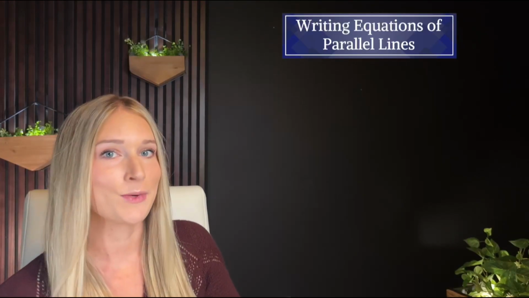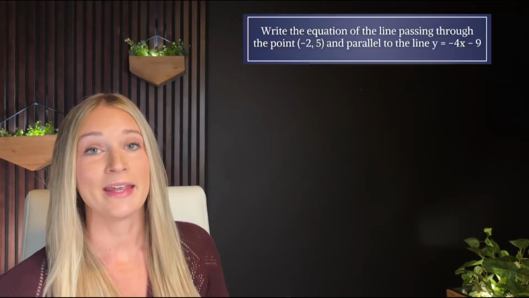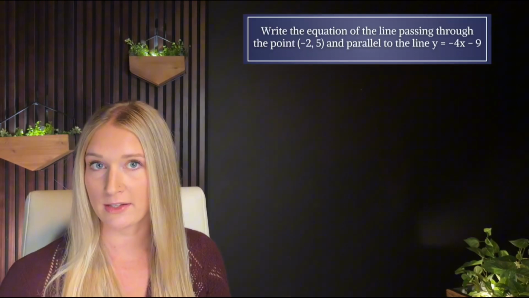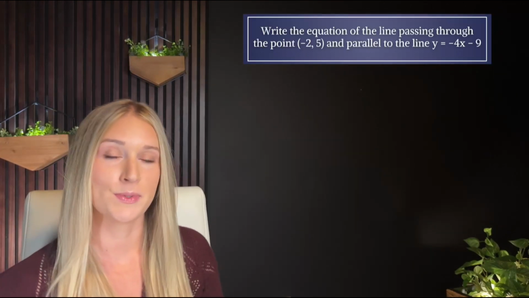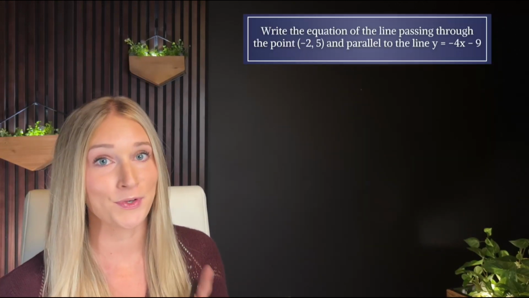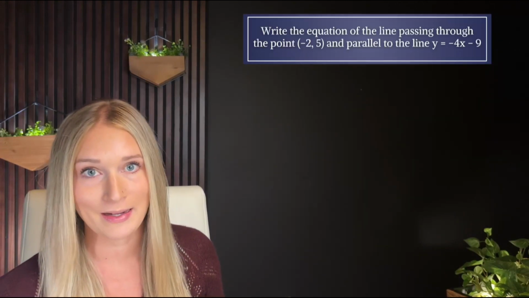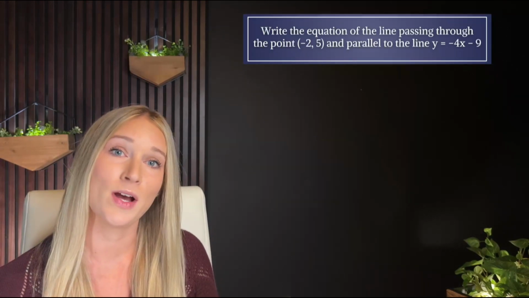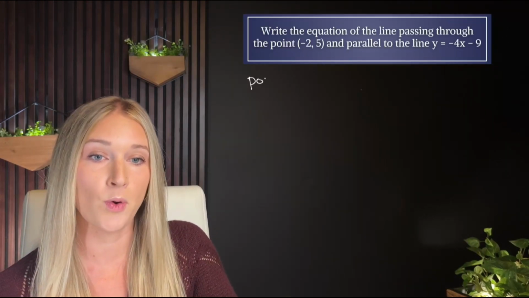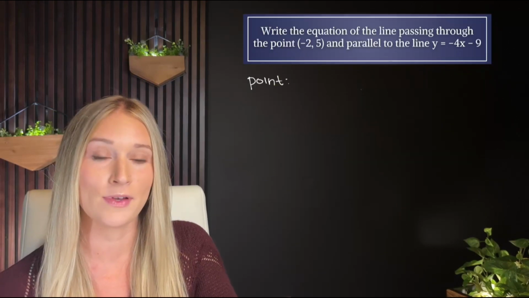Let's talk about writing equations of parallel lines. In this example, we are asked to write the equation of a line that goes through a particular point and is parallel to another line. When you're writing the equation of a line, there's two things you need to know. First thing you need to know is where it's located, and the second thing you need is what it looks like. To figure out where it's located, we need a point that is on our graph, and we're given that.